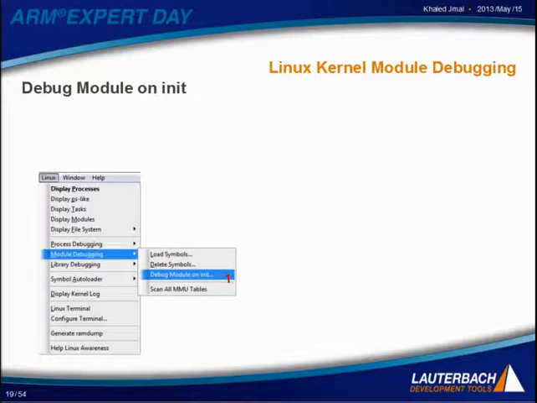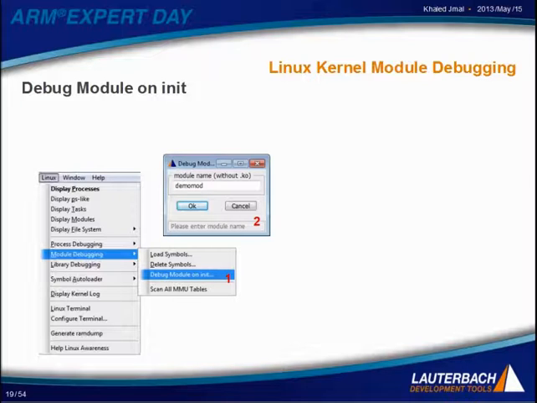Then you can, for example, debug kernel modules. You see here the menu for Linux. You have this menu when you load the Linux menu file, and then you can choose here, for example, module debugging, debug module on init, and then you can specify the name of the module in a pop-up window.